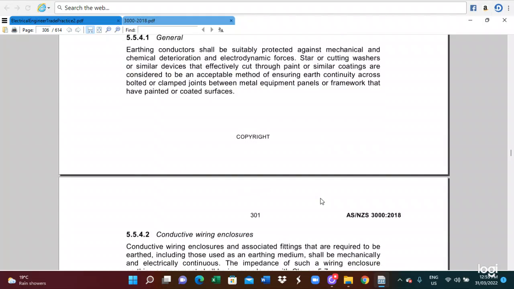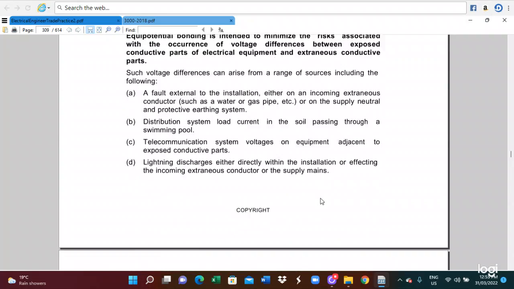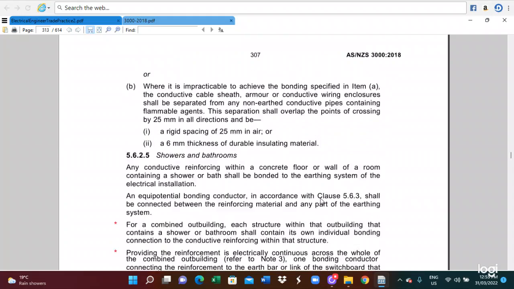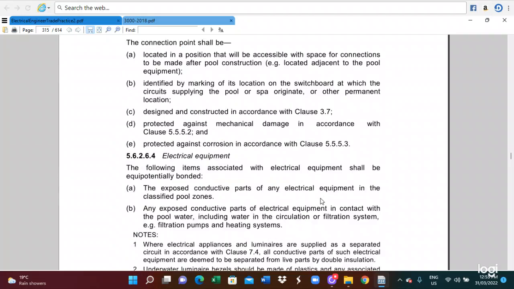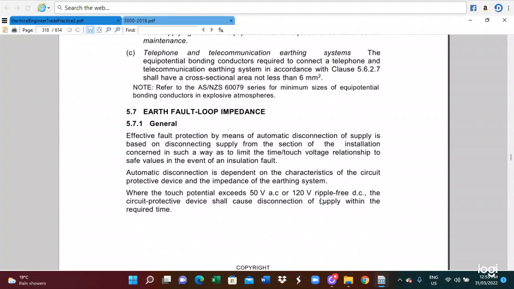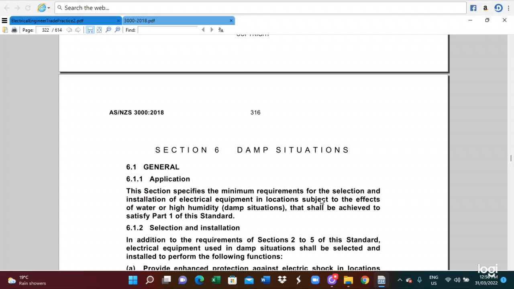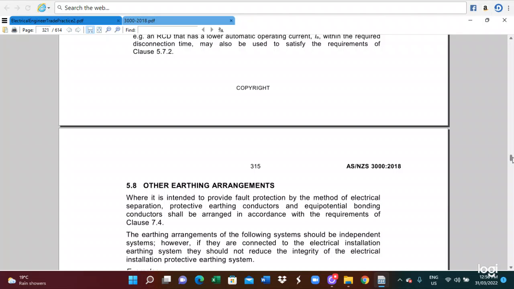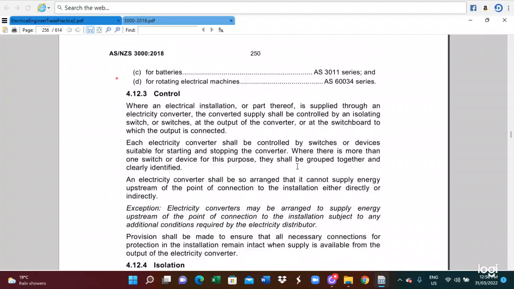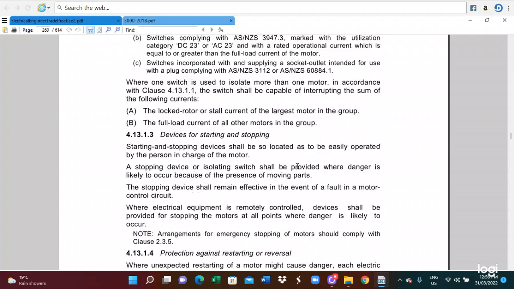Table 5, I'm looking for table 5.1, the earthing conductor size. Look at table 5.1. I will show you table 5.1 of the earthing conductor size.